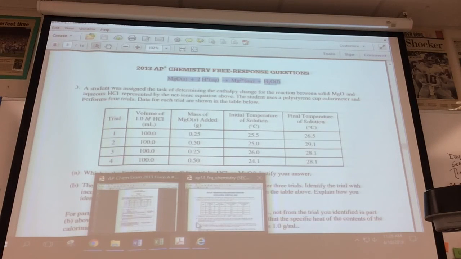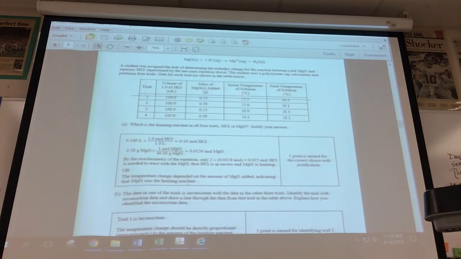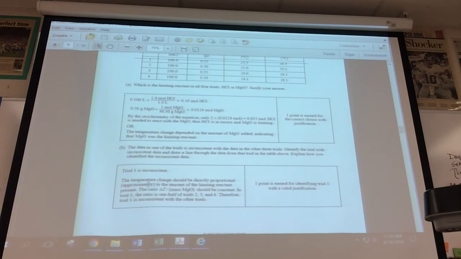And let's see what they said here. And we were correct here. They say by the stoichiometry, and so they did it very similarly. Trial 1 is inconsistent, and they're saying the temperature change should be directly proportional to the amount of limiting reactant present. And so she saw that relationship and went with it. So then, in that case, yes.